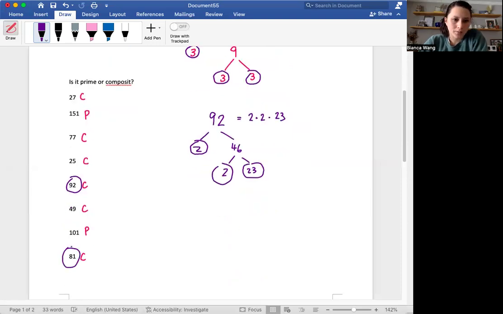Let's take a look at 81. We'll do one more. So 81, we'll break it down. 9 times 9 makes it 81. Now, both of these are not prime. So I'm going to break both of the 9s down.